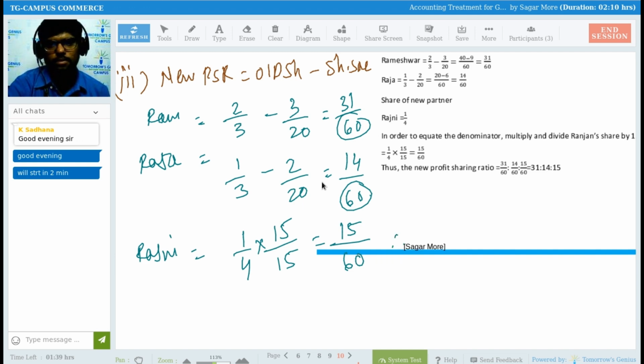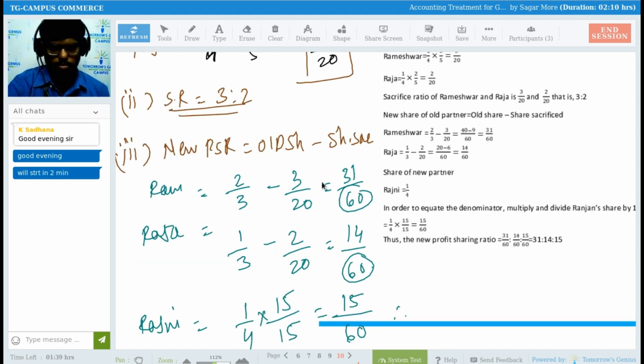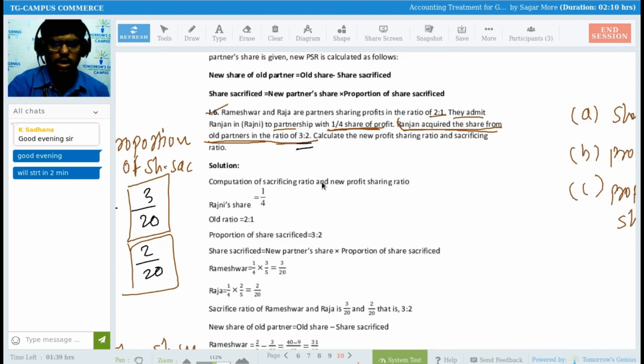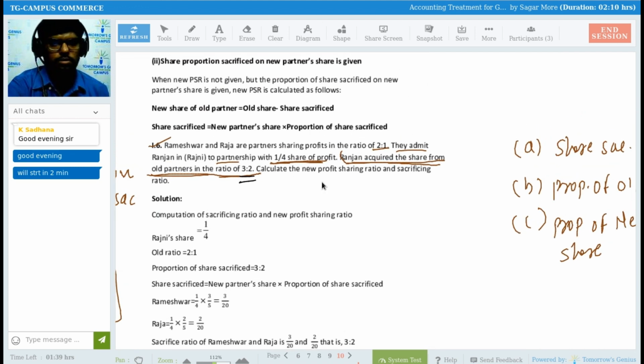Sir, can you tell the difference between this term and before? Yes. In this question, the new partner's profit sharing ratio is given, right? See this one. The new partner's profit sharing ratio is given as 1 by 4.